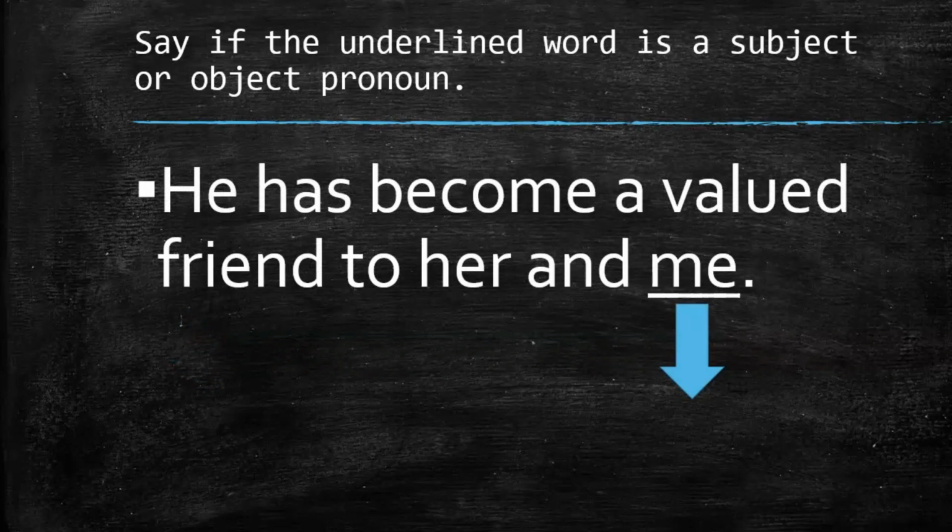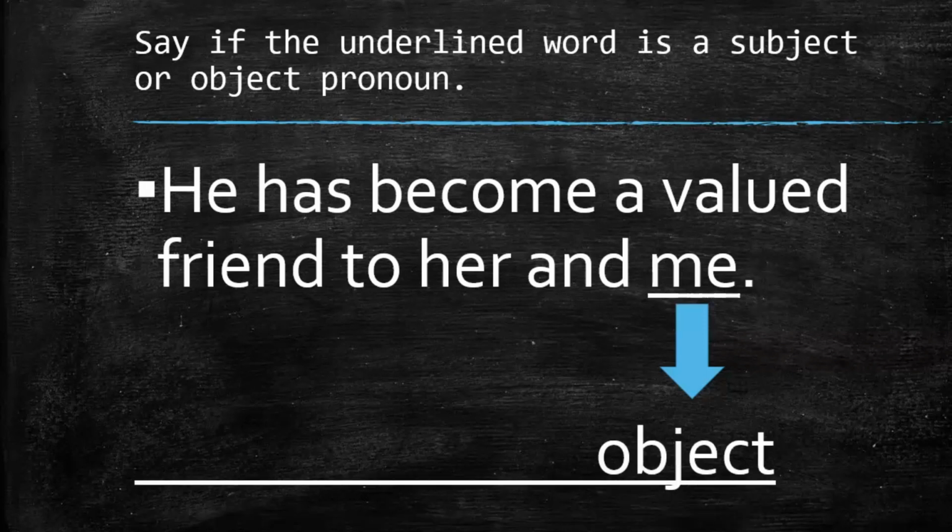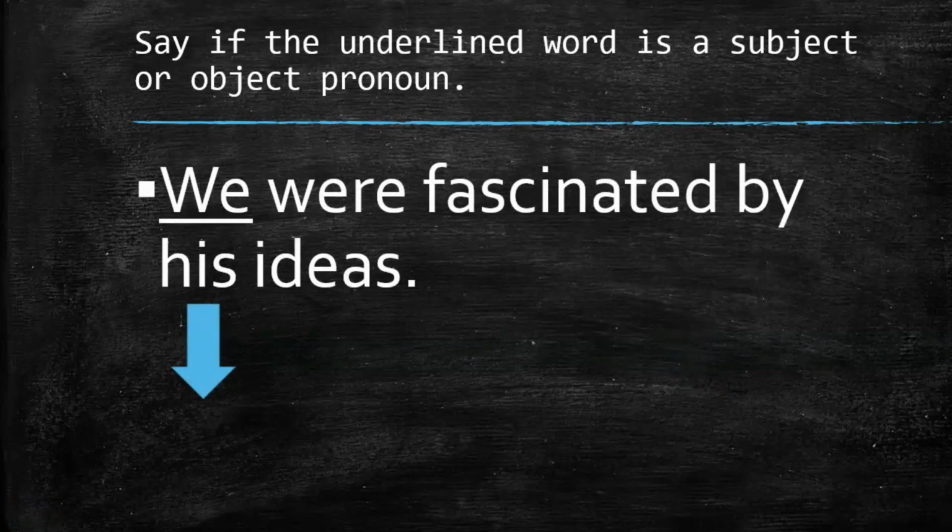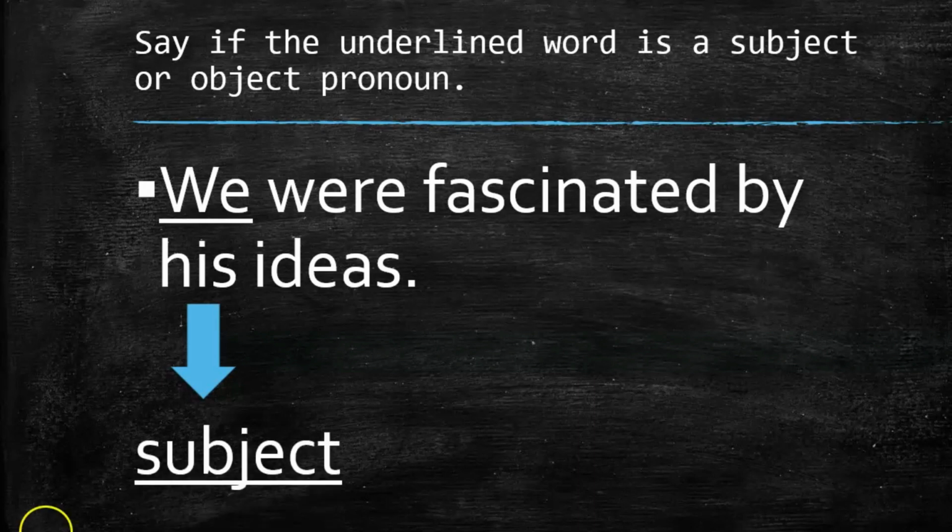The next sentence, he has become a valued friend to her and me. So me is working as an object pronoun. Excellent. The last sentence, we were fascinated by his ideas. So in this case, we is a subject pronoun. You got it.